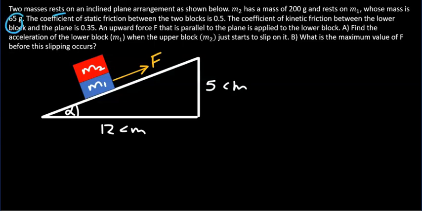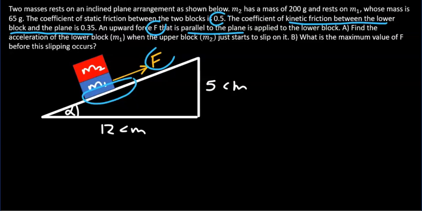The coefficient of static friction between the two blocks is 0.5, that is that surface right there. The coefficient of kinetic friction between the lower block and the plane is 0.35, that's that surface. An upward force F that is parallel to the plane, that is this force, is applied to the lower block.